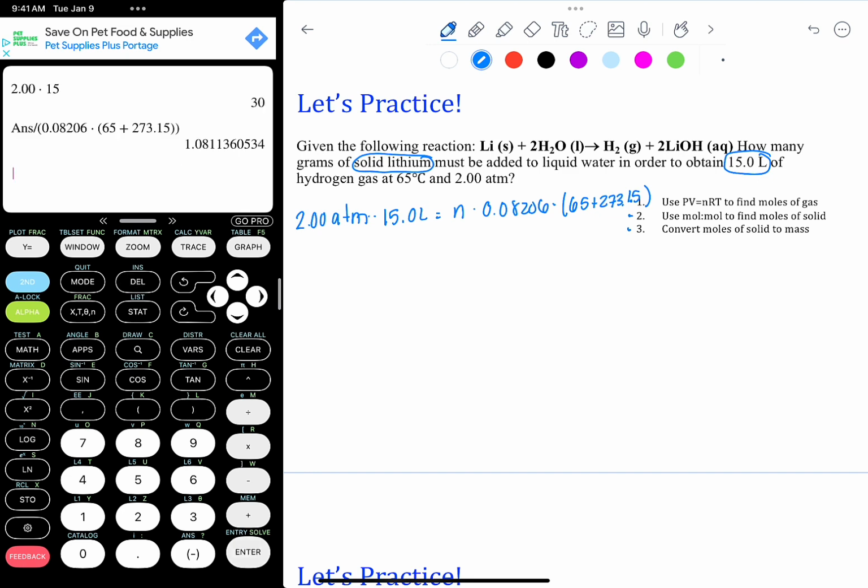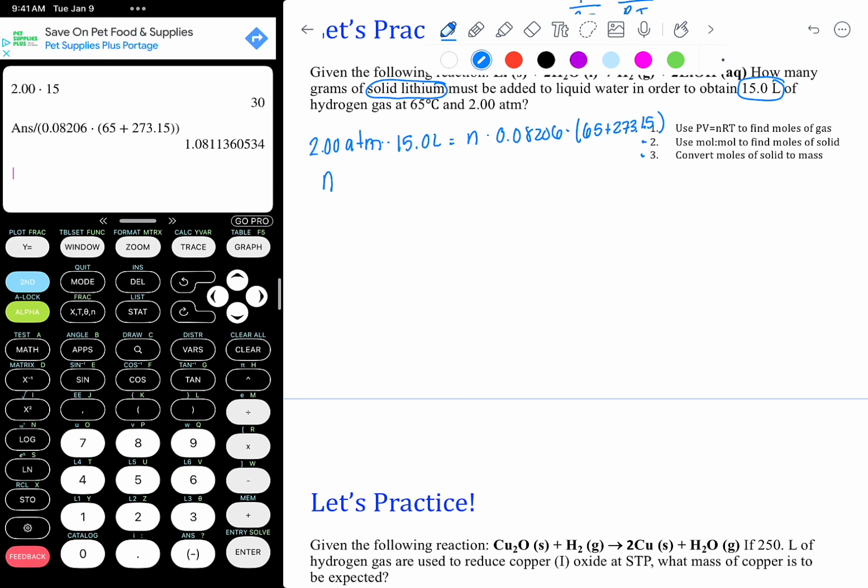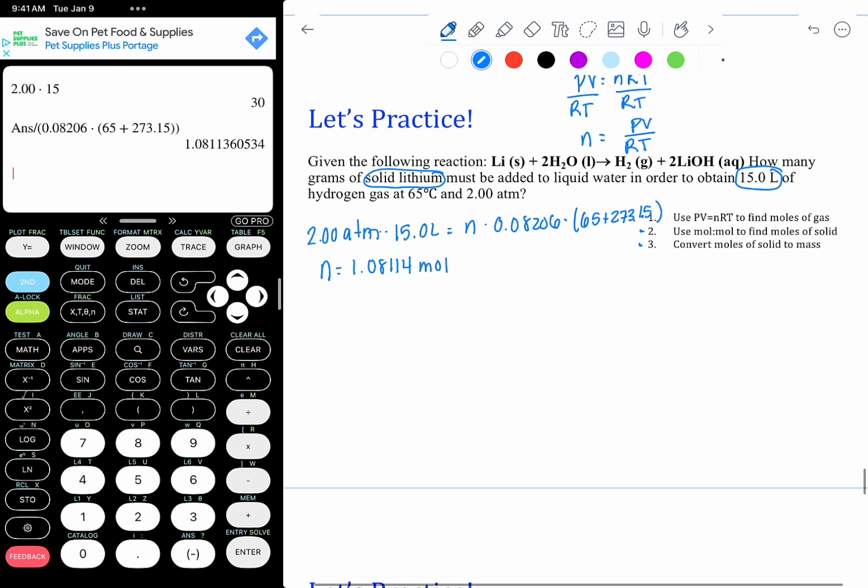There. So just to show that we have PV equals nRT. To solve for n, I just divided both sides by RT. So we get n is equal to PV over RT. Again, if it's easier for you to rearrange the equation before plugging it in, feel free to do that as well. Okay, so we get an n value of 1.08114, and that is going to be moles of hydrogen gas, so H2. So that completes step 1. We found our moles of gas.